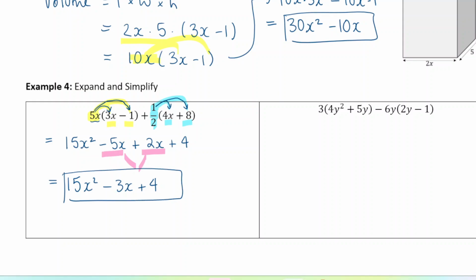Okay, you go ahead and try this one, pause the video, and then come back to check. So we have to do multiplication first because of BEDMAS. So I'm going to distribute that 3, and then I'm going to distribute the negative 6y. So we'll have 3 times 4y squared, so it'll be 12y squared, and 3 times 5y, so it'll be 15y. And we have negative 6y times 2y, so negative 12y squared, and negative 6y times negative 1, the negatives cancel to give us positive 6y.